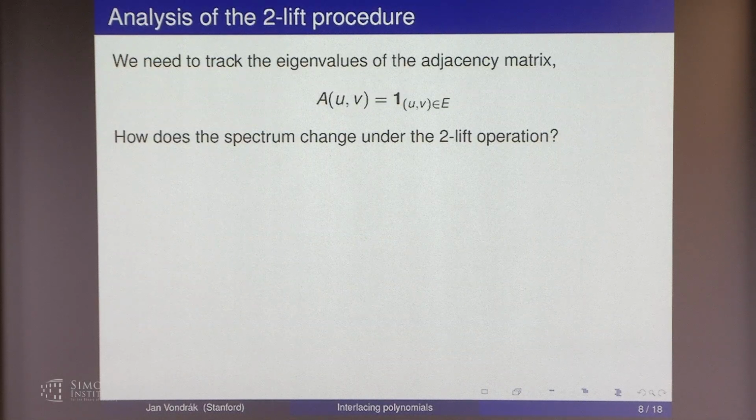So we have this procedure which blows up the graph and does something to the edges, and we need to track the eigenvalues of the adjacency matrix. So how do these eigenvalues change under the 2-lift operation? Let's see what happens.